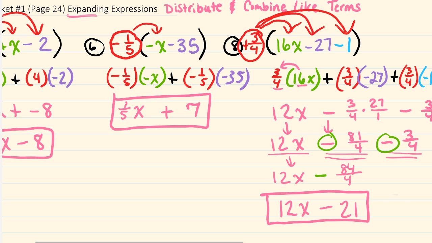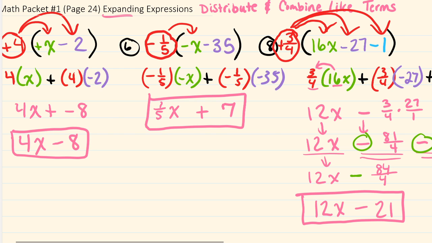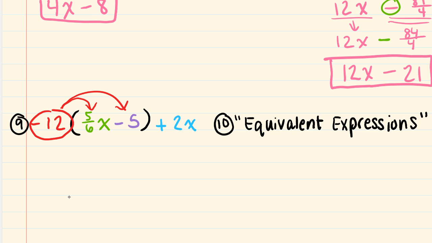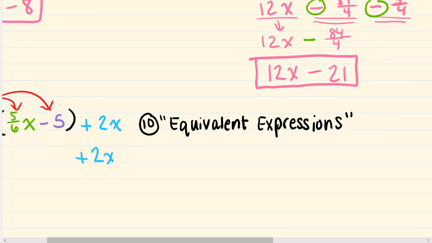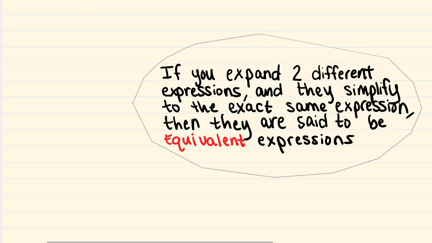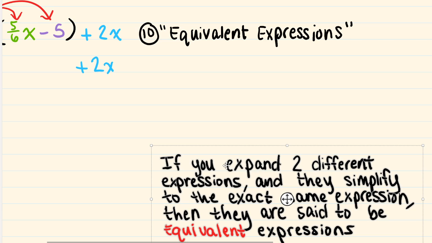Alright, 2 more problems. I'm not going to work them out, but I am just going to give you a little heads up. On number 9, you only distribute to what is in the parentheses. So that plus 2x is going to be totally unaffected when you distribute. Just bring it down in the first step. And for number 10, where it asks you about equivalent expressions, I wrote this down here. I'll bring it up up here where we can read it.